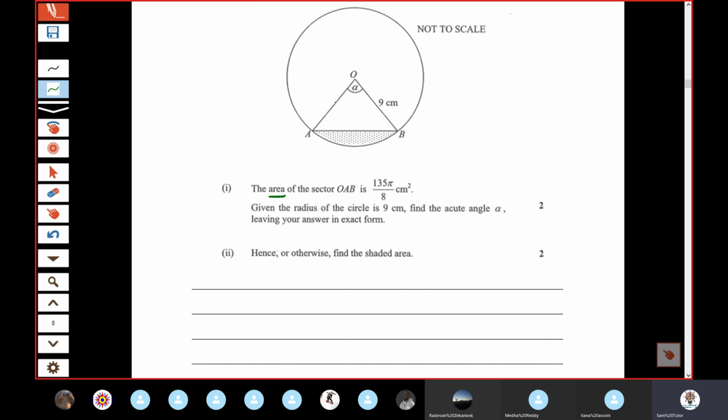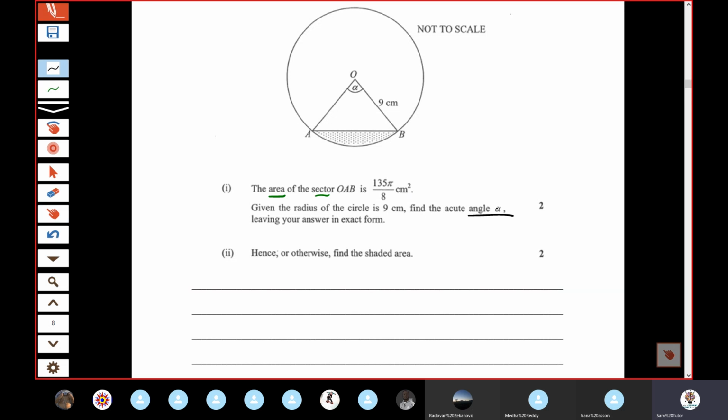The area of the sector OAB is 135 pi on 8. Given the radius is 9, find the acute angle. Let me just make one thing clear before I continue. This pi is what? Because it's centimeters squared, it's area. Your pi is 3.14. It's area. Just so we get that clear, because I know you guys are looking at pi sometimes and you're thinking 180, 180, 180. Okay. Anyways, continue. Find the acute angle.